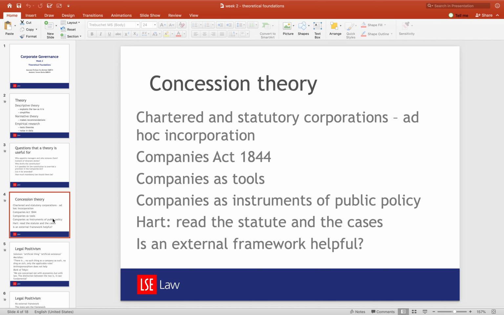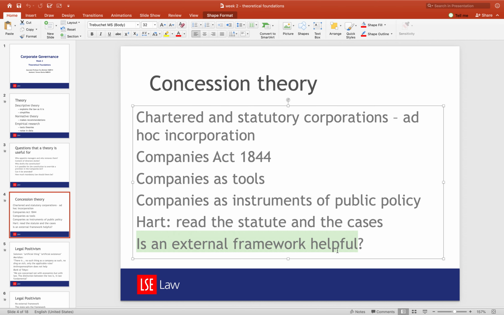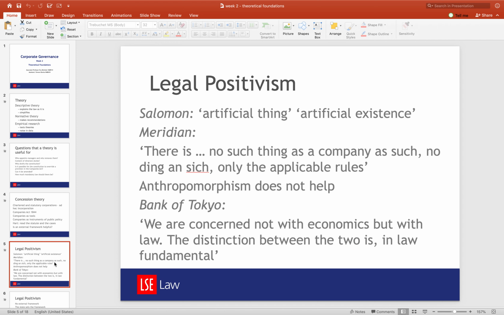I think you can also connect concession theory to legal positivism, and that's my next slide, because there is a theoretical contribution by Hart, and he says it's not helpful to have an external framework. All we need to do is read the statutes and the cases. So I put his view here as a question. The question to ask, therefore, is it helpful to have an external framework?